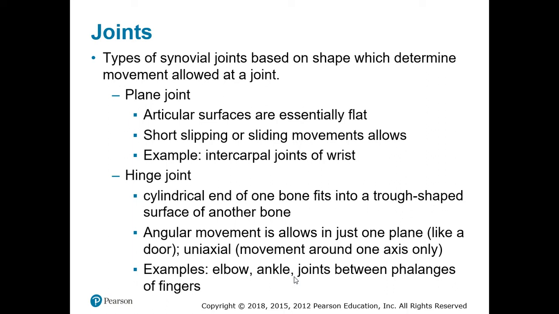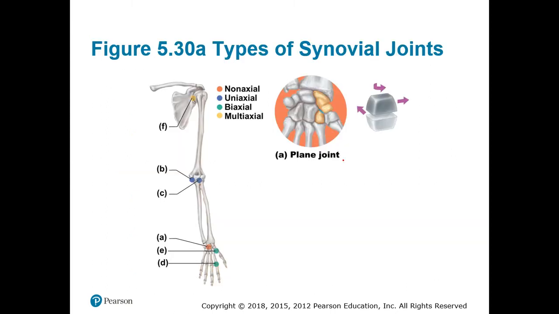Short slipping or sliding movements are allowed, and some examples of this are intercarpal joints in your wrist. Carpal just means the joints in your wrist, so I would just focus on this. If you were to look at a plane joint, notice here they are flat. We can slide left to right. This is your wrist or your hand movement, and it allows those to slide.